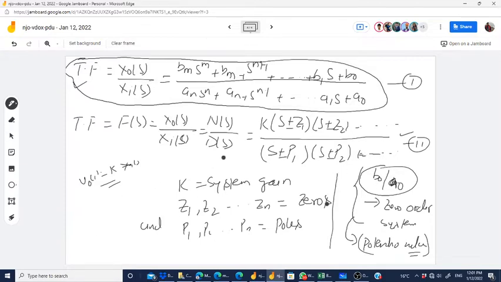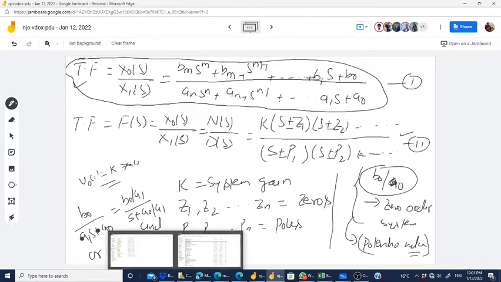Now when you talk about b naught upon a1 s plus a naught, then you can write here b naught upon a1 and s plus a naught upon a1. You can write like this, or you can also write like b naught upon a naught divided by a1 divided by a naught s plus 1. May I write? Yes or no?